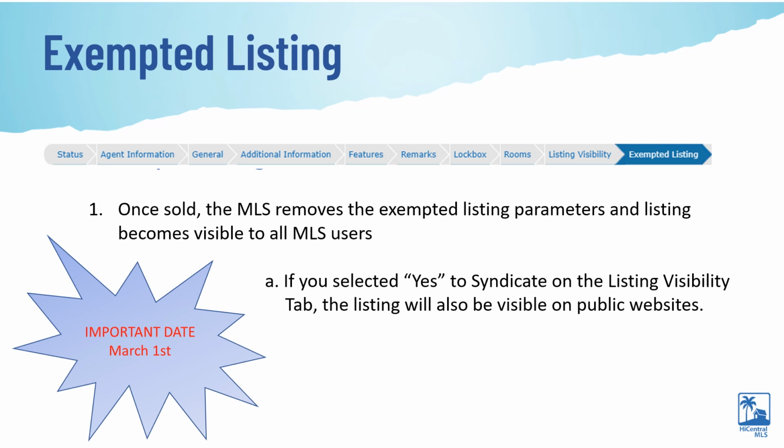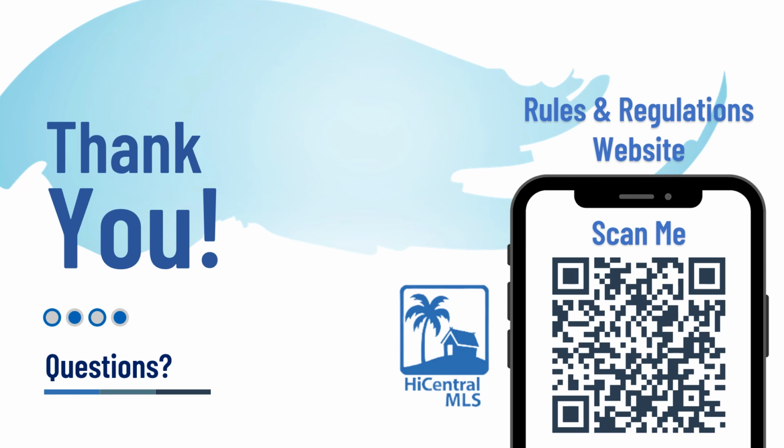While the new rules went into effect in January, a grace period was provided to allow agents to understand and become familiar with the exempted listing rule. That grace period ended February 28th, and so as of March 1st, 2023, compliance of the new rule went into full effect. So now that you're familiar with the process, we're certain that you'll be ready when your next exempted listing occurs.